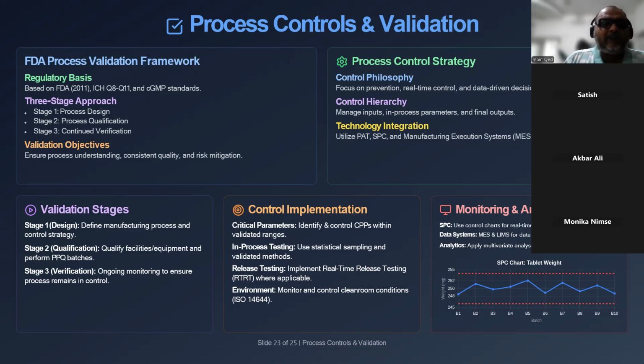So the validation stages are design, qualification, and verification. Design is nothing but defining the manufacturing process and the control strategy. You have to always define your manufacturing process with a proper control strategy: what is your process and how you are going to control it. Then you have to qualify. When we say qualification, your facility needs to be qualified, your equipment needs to be qualified, and your batches need to be qualified. And verification is ongoing monitoring to ensure the process remains under control.